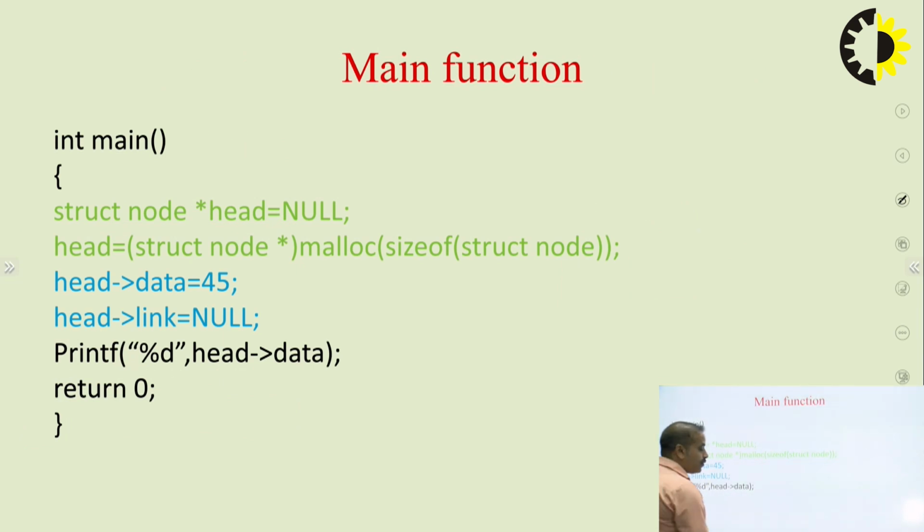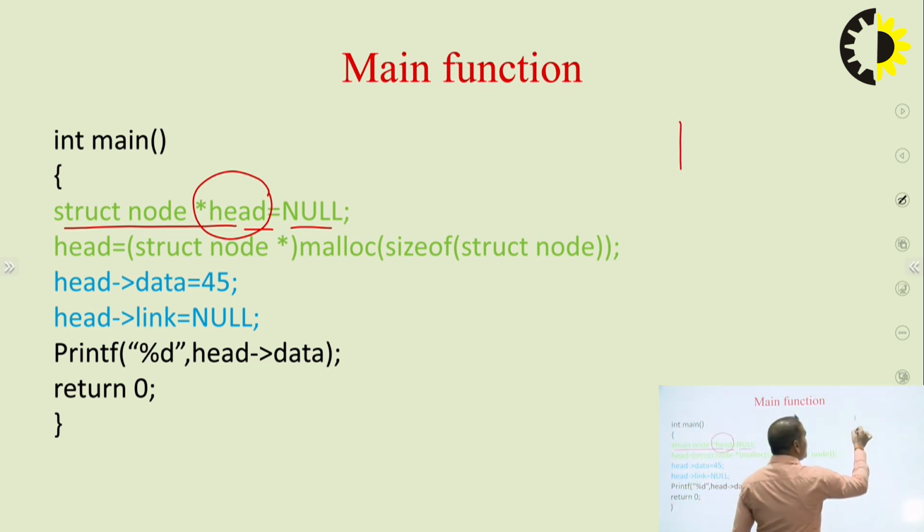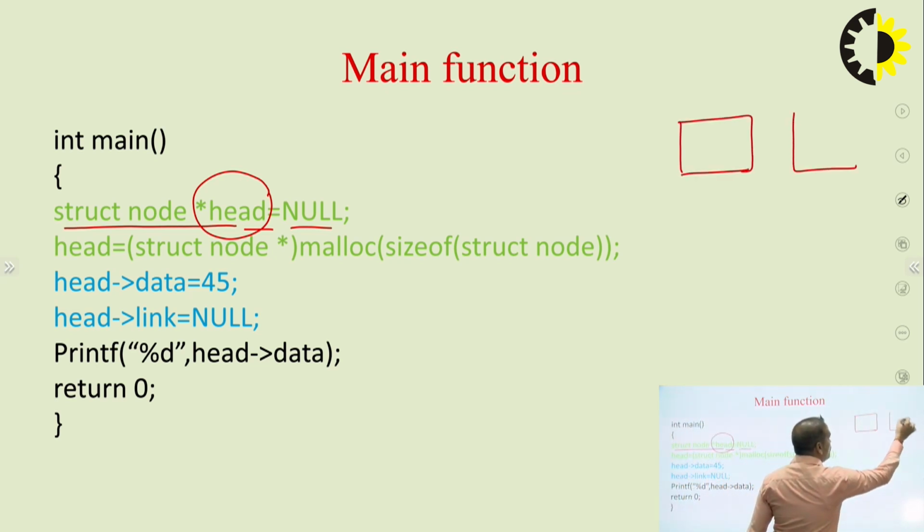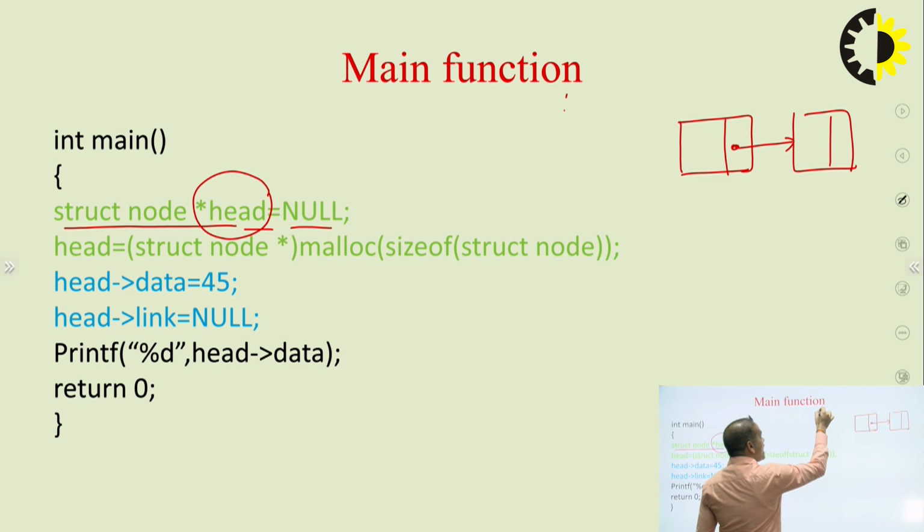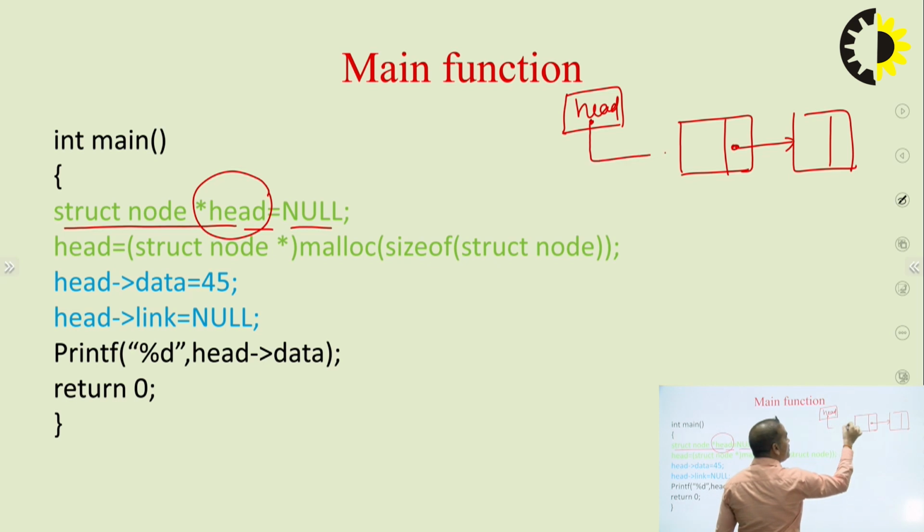This is the main code which is used to show how the list is created. Here we are using a struct node pointer head equal to NULL. This is a pointer variable which points to the very first node in the list. You know that a linked list is a collection of nodes in which each node points to the next node, and the first node's address is contained by a special node called head. Like this. This is the linked list.